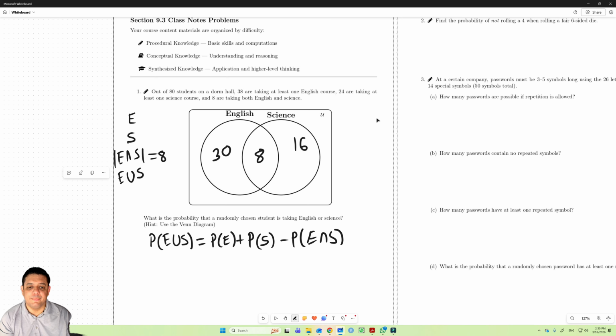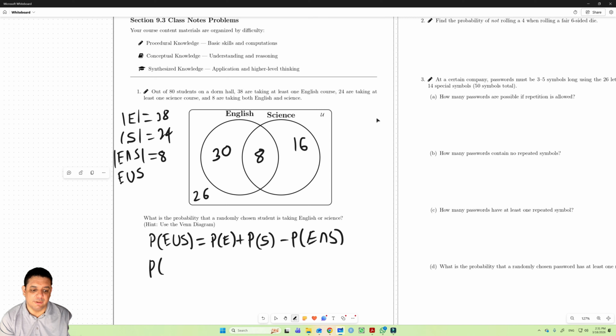Now, is that the total? If you think about it, we have 30 plus 16, which is 46, and with the 8 this is 54. So in total, there are going to be 26 students that are taking neither of those, out of 80. Now, we pretty much got all the important information here. We have the 38 and we have the 24 here, so we can calculate the probability.